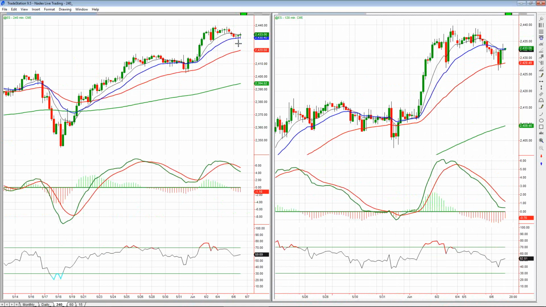So let's go to the Nadex platform, and what I'm looking for, since I'm on a 4-hour and an 8-hour time frame, each one of these candles represents 2 hours. So it basically took 2, 4, 6, 8, almost 10 hours or more for this trade to set up. How long do I think it's going to take for the market to get back up to, say, 2440? And it doesn't really even have to go that far.